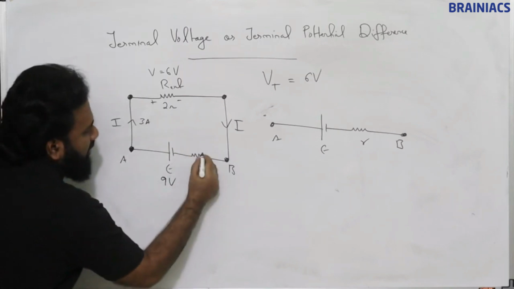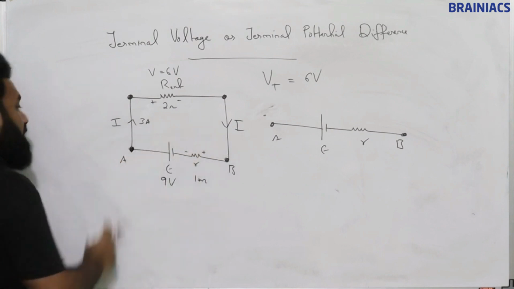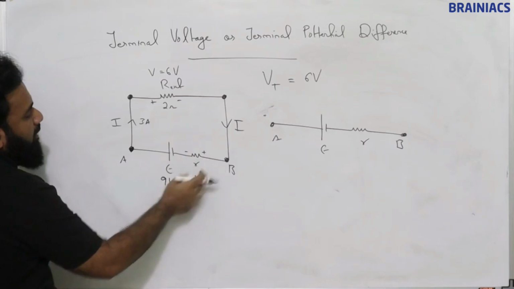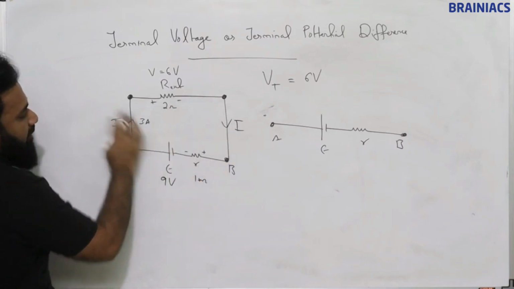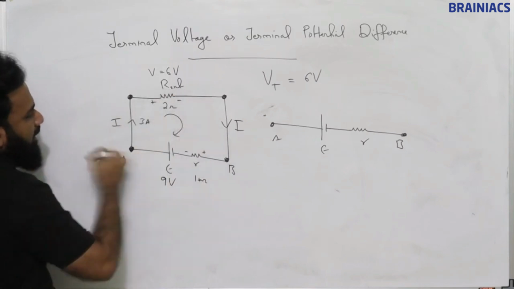So when we put it outside, we can put like this. Outside the circuit it is from positive terminal to negative terminal. Effect of internal resistance is that only. Okay, so if we mark like this, this is a sign convention. Sign convention we will study in detail.